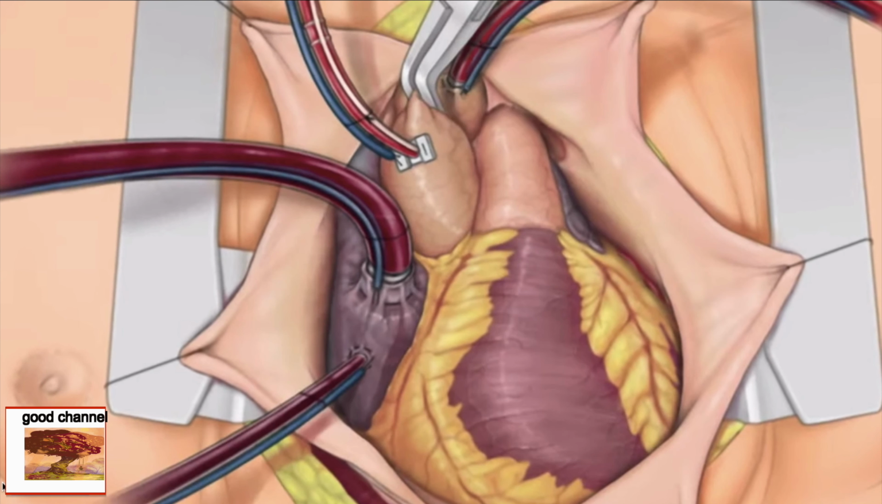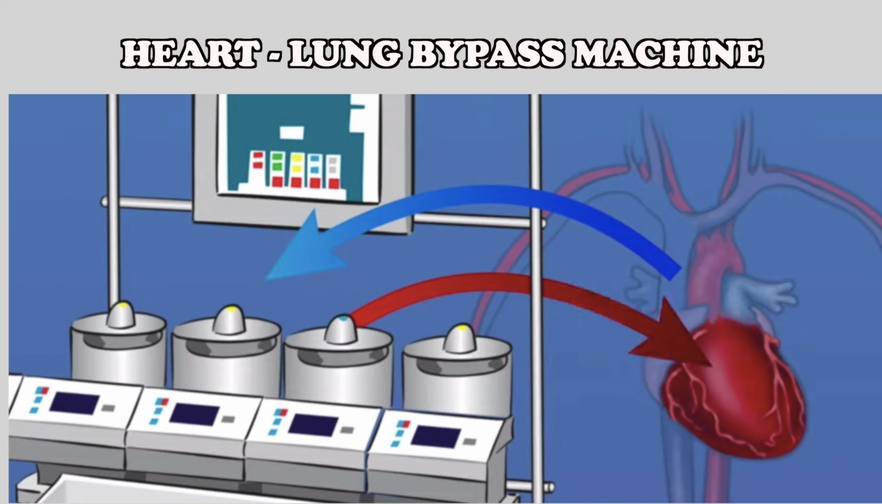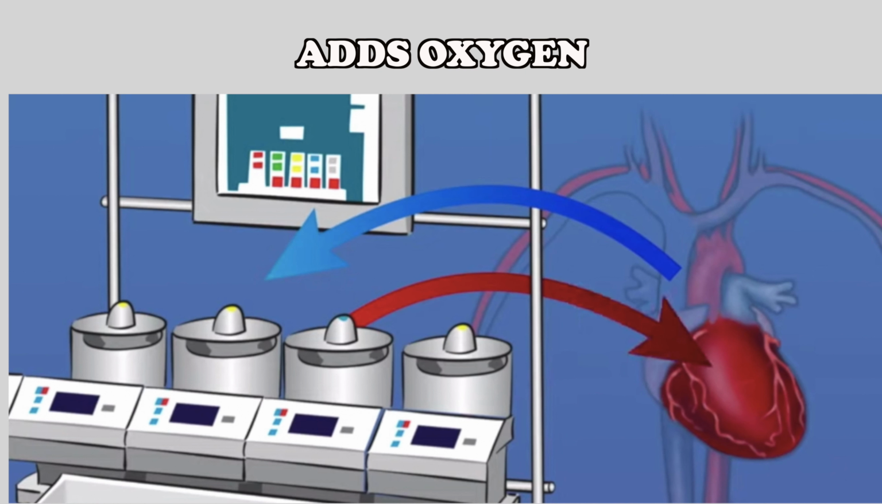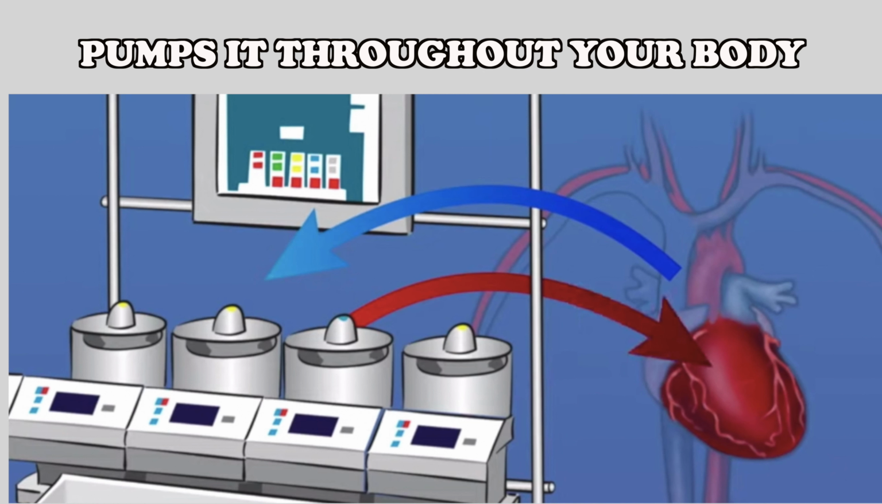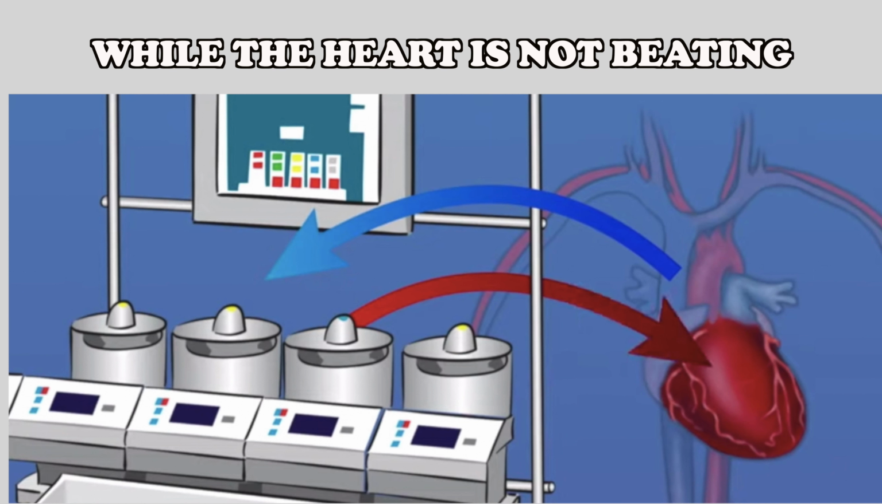Your heart will likely be stopped for a short time, so the surgeon can perform the bypass procedure on a still heart. During this time, the heart-lung bypass machine takes over for the heart and lungs, so blood keeps moving throughout the rest of the body. This is called on-pump surgery. The heart-lung bypass machine adds oxygen to your blood and pumps it throughout your body during surgery while your heart is not beating.